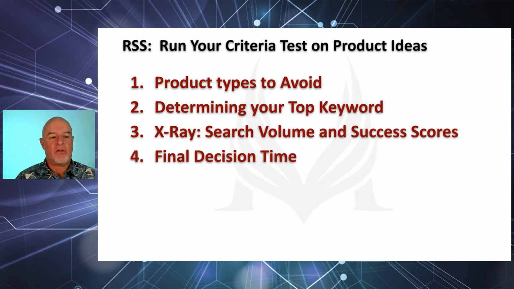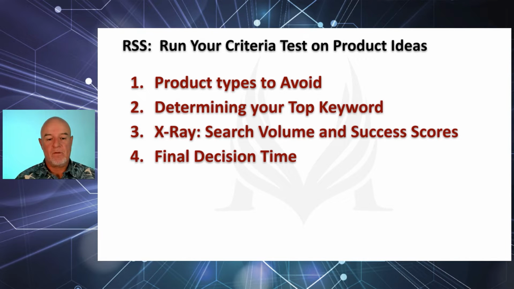Okay, so run your criteria test on product ideas. We're going to be going through 4 parts of this. 1, product types to avoid. That's the first part here. Determining your top keyword. I kind of showed you how to do that on the last lesson. We're going to be going through that. X-ray, using X-ray to get search volume and your success scores. And then part 4, final decision time.